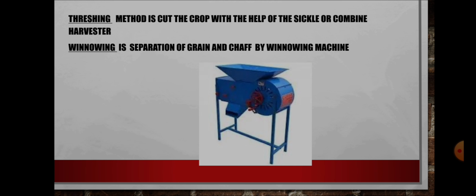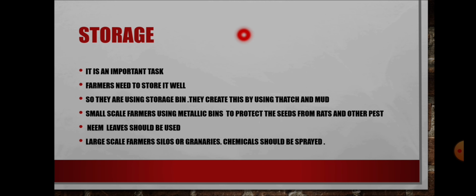Cutting the crops is threshing, and after cutting the crops, separation of the grain should be done. It's done by winnowing, using a winnowing machine. Next term, storage. At last we come to the conclusion of the practices, storage. It's very, very important because without storage, pests will damage all the grains.